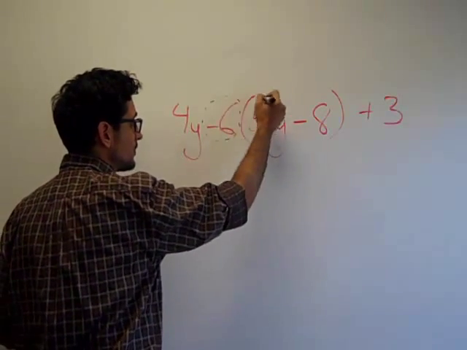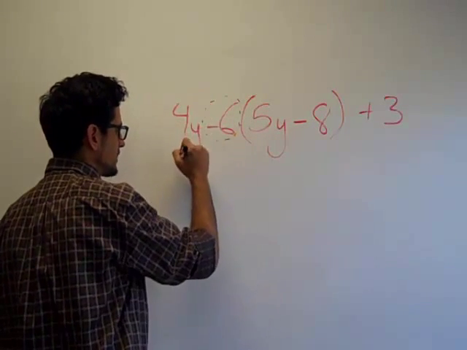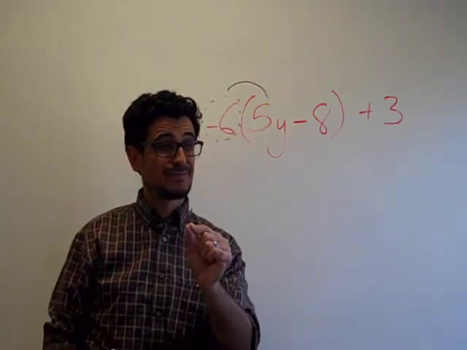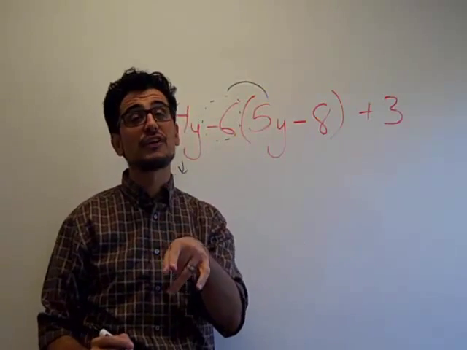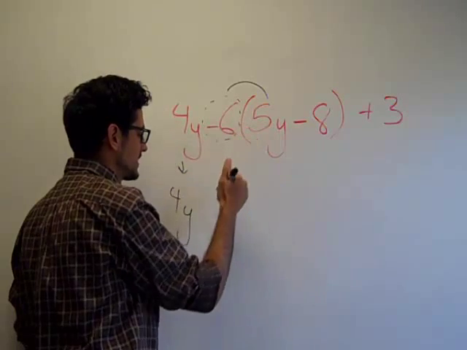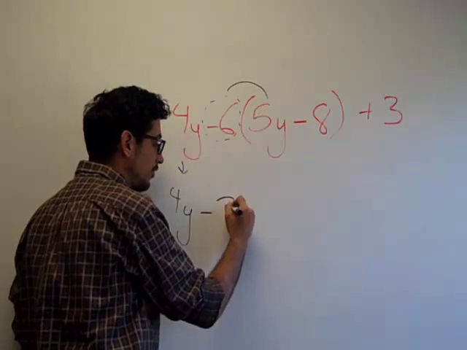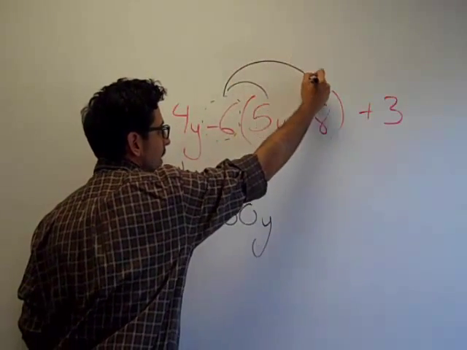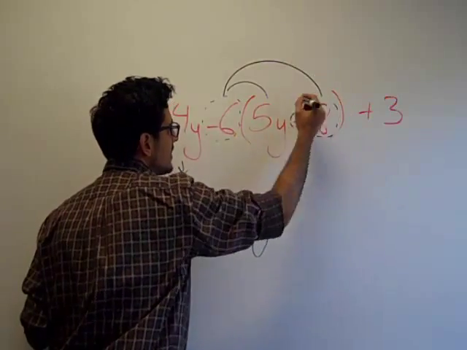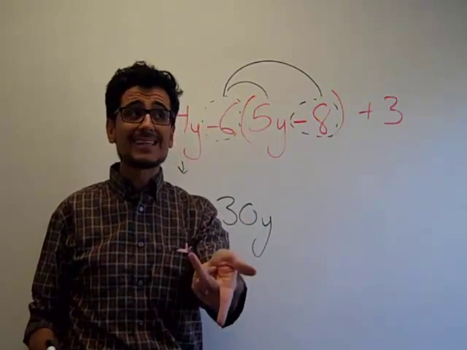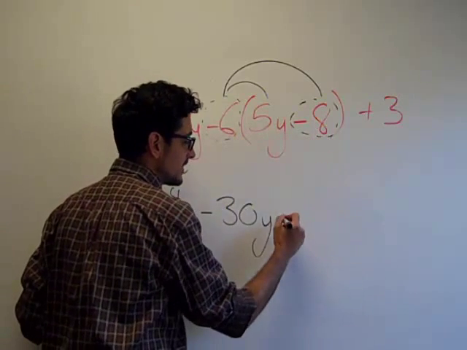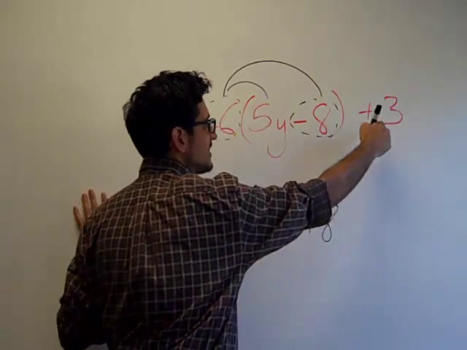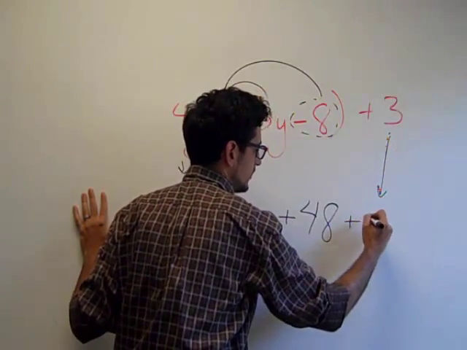So, when I distribute this in, first of all, the 4y can drop down. Okay? So we have 4y. And now negative 6 is going to multiply times positive 5. Negative 6 times positive 5 is going to give me 30, but a negative 30, because it's a negative times a positive. So, I now have a negative 30y. Now, I'm doing negative 6 times negative 8. And when I have a negative times a negative, it gives me a positive. That's going to give me a positive 48. And then this 3 down here just drops down, so I'm looking at plus 3.